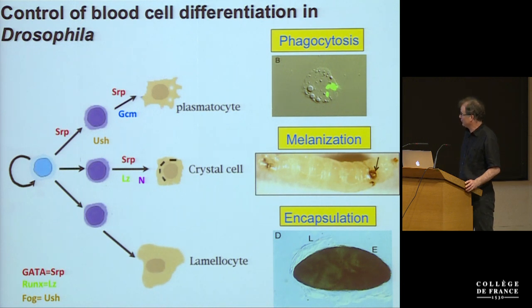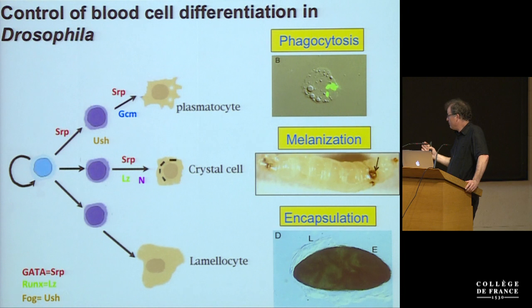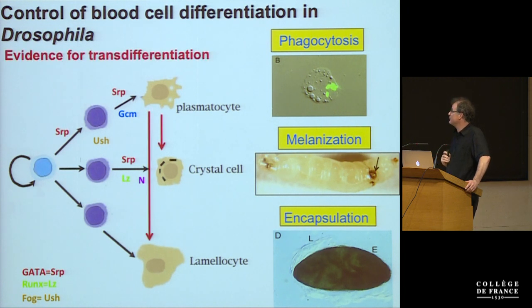The classical view of hematopoiesis was a kind of binary switch between a number of transcription factors. But recently, a number of people, and I don't have time to list them, have shown that there is much evidence for transdifferentiation. That means the hemocyte or cellular lineage is much more flexible than what we expected. Plasmatocytes can change into crystal cells, and plasmatocytes can change into lamellocytes.